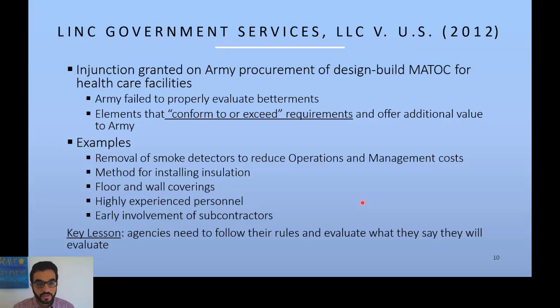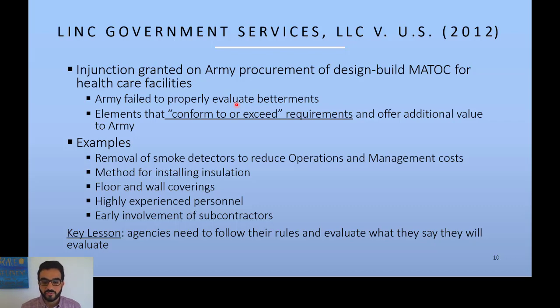And another case here, that's Link Government Services vs. US Government. Here, there was a very close case. The US government, represented by the Army here, had a design build for a healthcare facility. The issue here was that the Army failed to have a proper evaluation of betterments. And betterments here are the elements that meet or exceed the requirements and offer value to the Army.